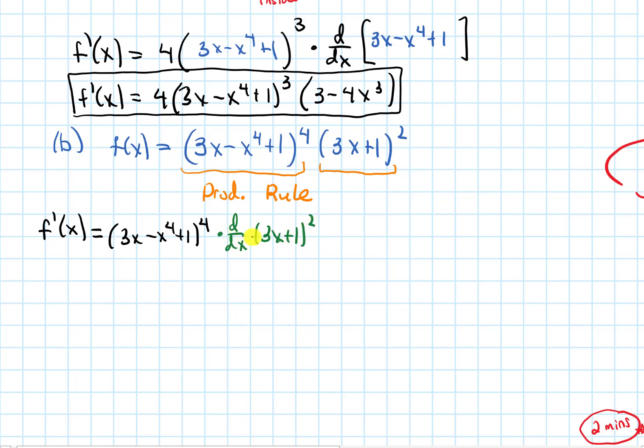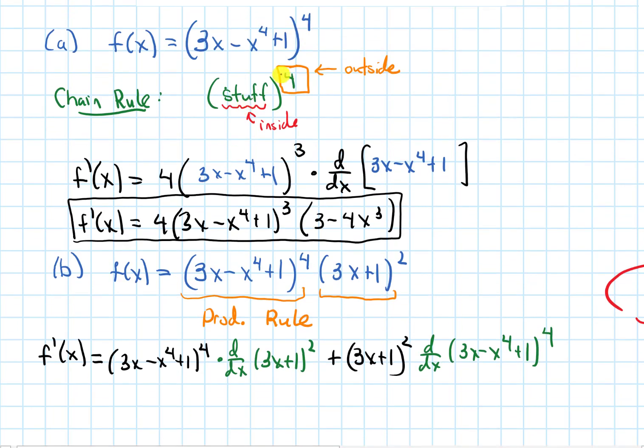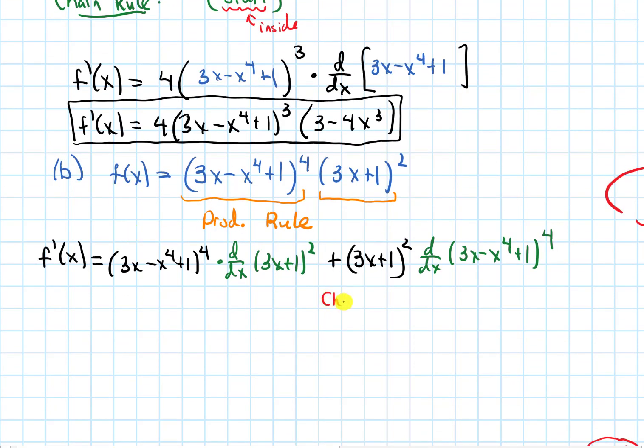And as we do more chain rule problems, eventually I will just start doing this derivative all in one step. But since it's our first discussion, we're practicing this, I'm going to show this step. All right, and then I do plus the second function, 3x plus 1 squared, and then times the derivative of the first, the derivative of 3x minus x to the 4th plus 1 to the 4th power. All right, so we have these 2 derivatives to do, and both of them involve some stuff to a constant number power like we had in part A. And that requires the chain rule.